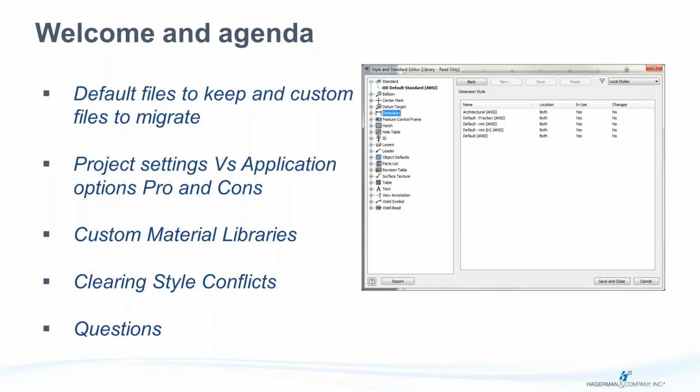Even some of the very early releases, before a different material library or appearance library, we'll look at some of those things. We're going to look at what files we want to keep and what files we want to bring over, and then how we migrate those to that release. We'll look at project settings versus the application options and which one is best practice. We're going to look at those custom material libraries: how do I set one up, and how do I bring it forward each year? And then finally, those style conflicts.